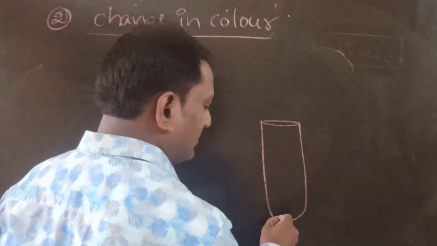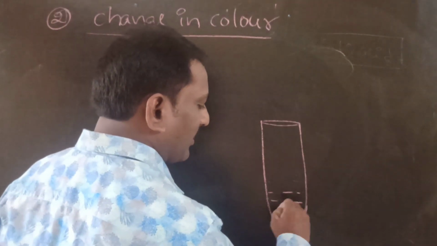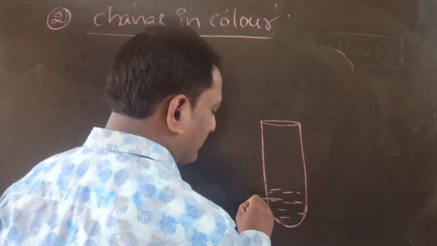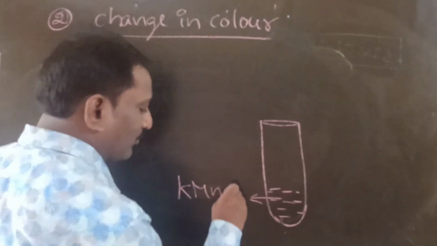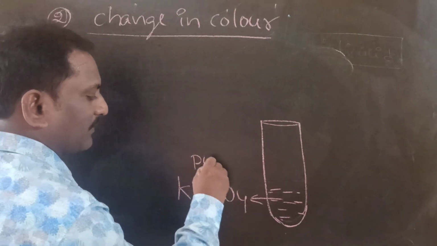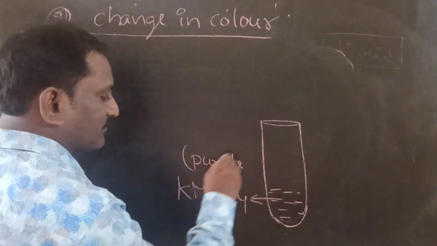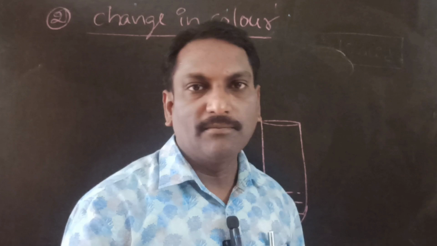of aqua solution of potassium permanganate. Formula KMnO4, potassium permanganate, which is a purple colored substance. Take few ml of aqua solution of potassium permanganate.